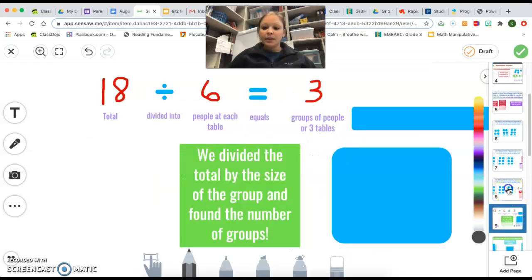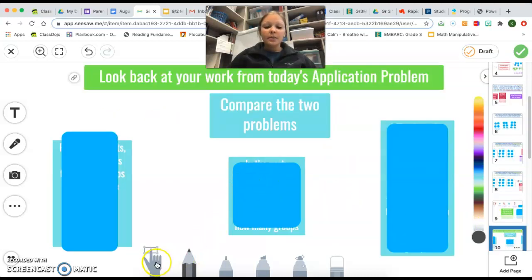Then we did the tables, and we started with a total of 18 people coming to the party. We divided them into 6 people at each table, or the number in each group, and we solved for the number of groups, or the number of tables, which was 3. So let's think about how those problems are the same and how they're different. Take a second and think about that. Pause the video.